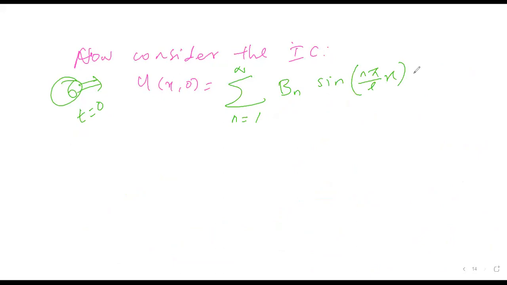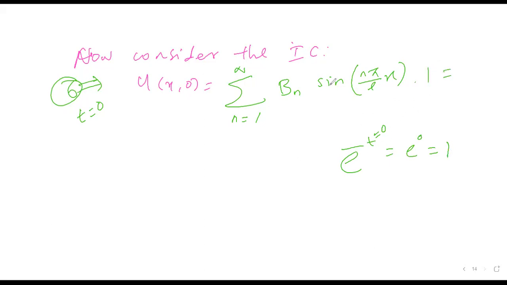What happened to the exponential? The exponential has only the t part, isn't it? So if you put t equal to 0, what is the answer? E to the power 0 will be 1, no? So it will vanish.